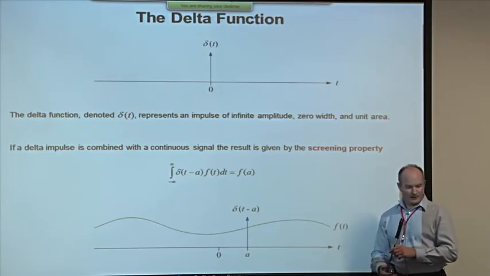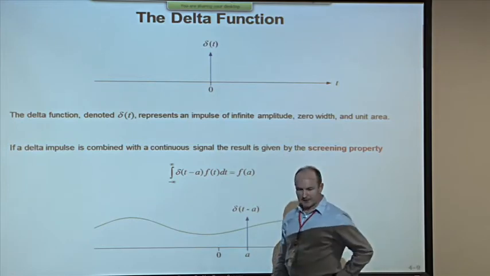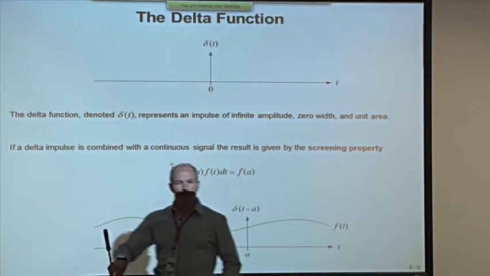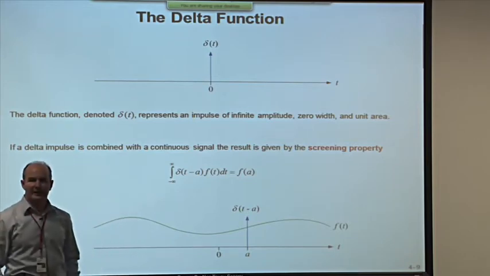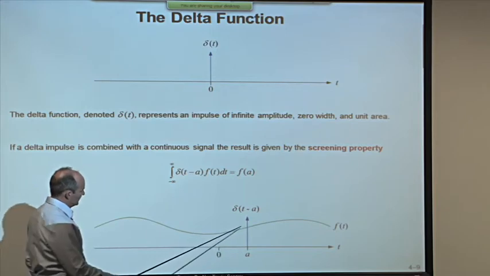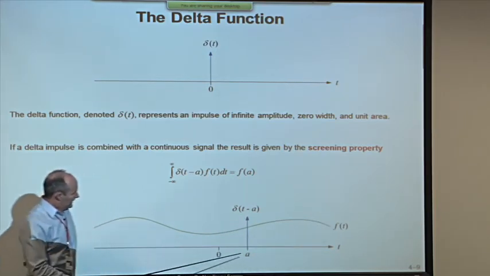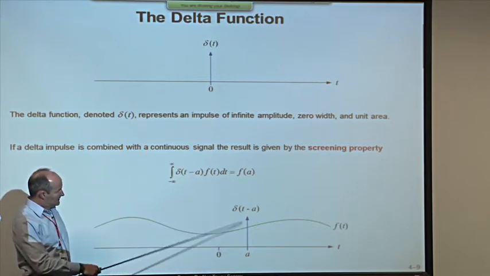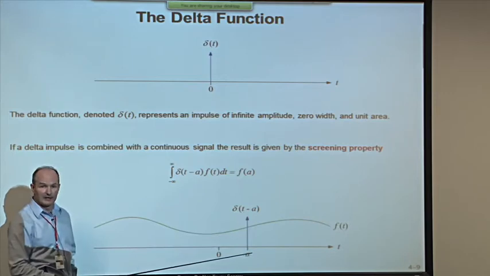Now, remember, I told you about three properties of the delta function, namely zero width, infinite amplitude, and unit area. And I promised you a fourth property. That fourth property tells us what happens when we combine a delta function with a continuous function of time, in this case f of t. And this impulse is applied at time t equals a. The notation is delta of t minus a.